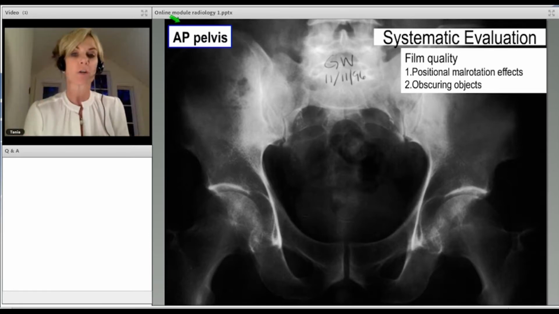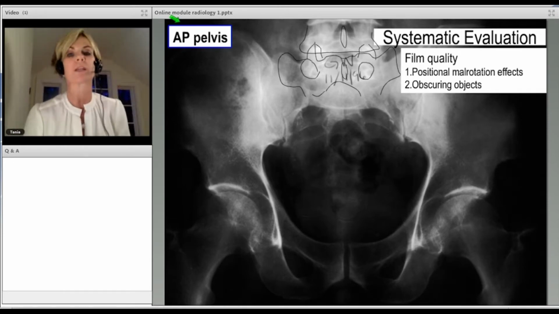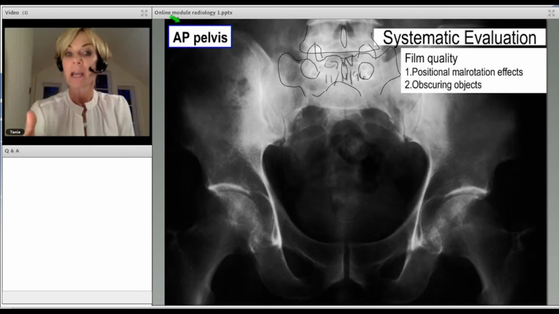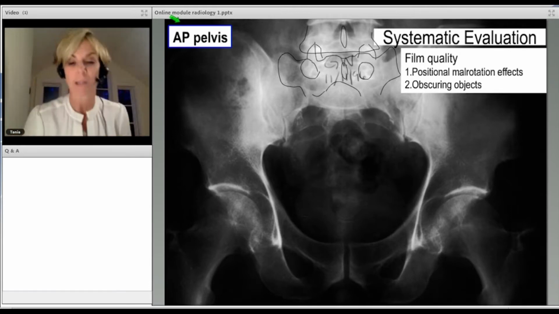When I'm trying to determine what kind of film quality I have in each one of the radiographs, I start by evaluating the patient's lumbosacral junction, or the lower lumbar spine, and just trying to determine whether or not the patient is rotated with respect to the radiological beam.